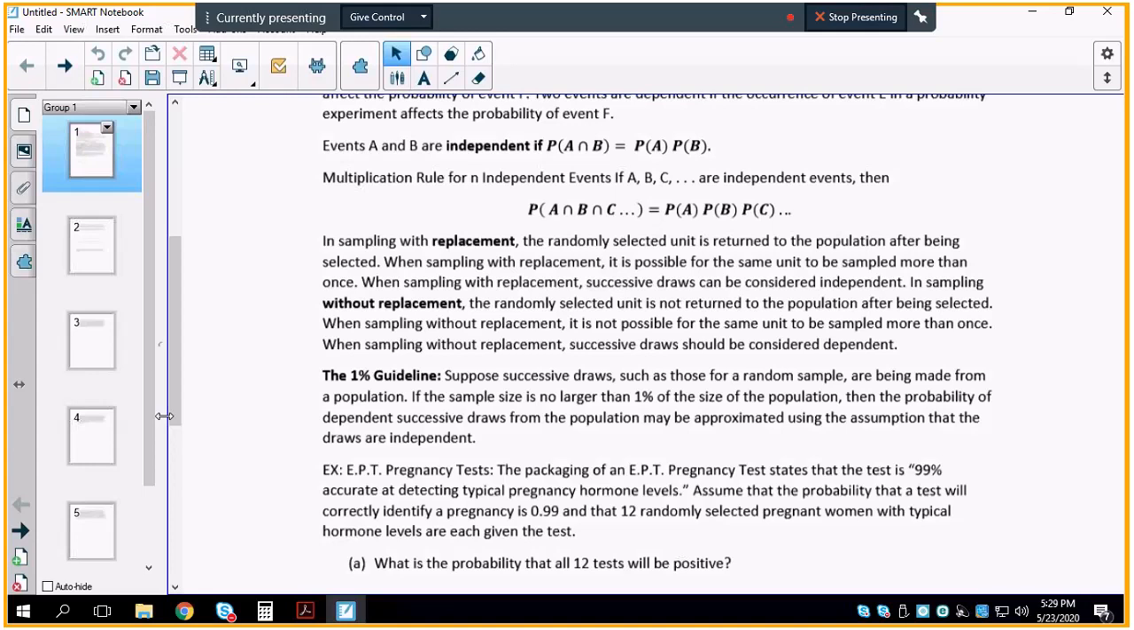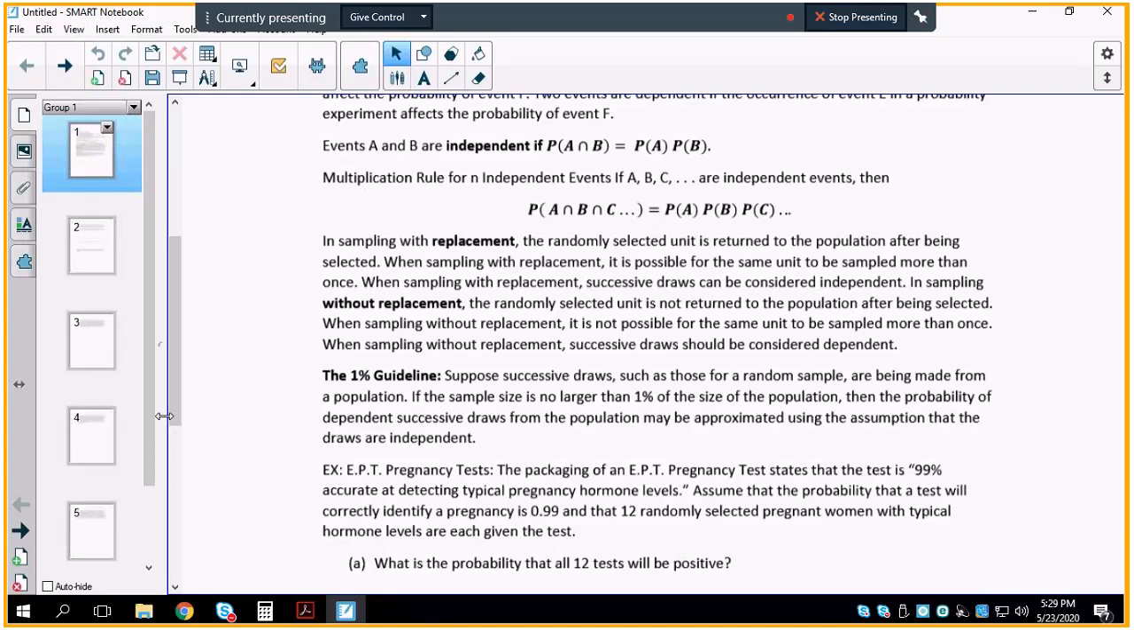So independency and dependency are very closely associated with drawing with or without replacement. If you are drawing with replacement, then it's independent. If you are drawing without replacement, then it is dependent.